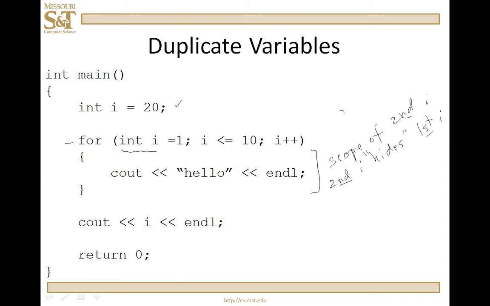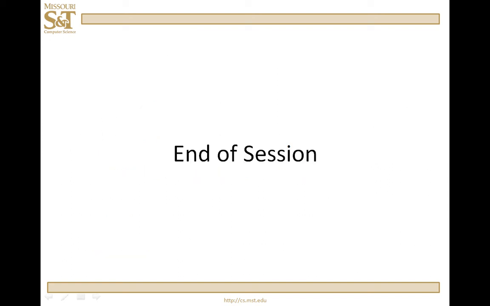Now when we get out of the loop, down here, this is the scope of the first I. The second I is out of scope. It's out of the scope of that loop. So what's the output from that statement? The output is 20, not 11. Okay? And that is the end of this lesson.